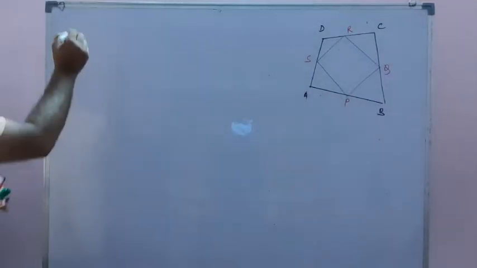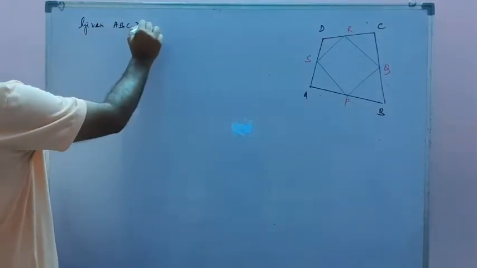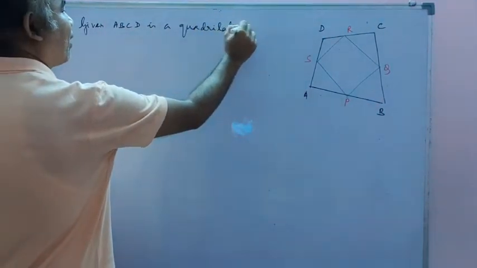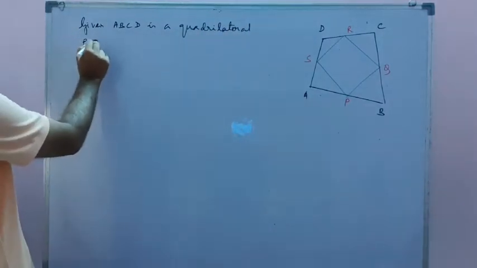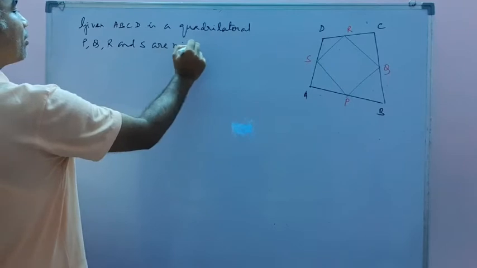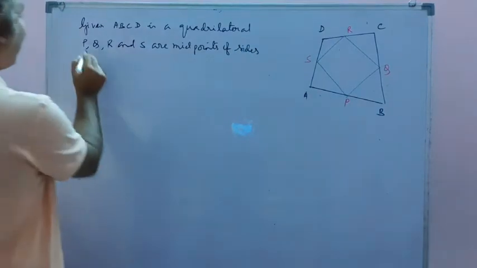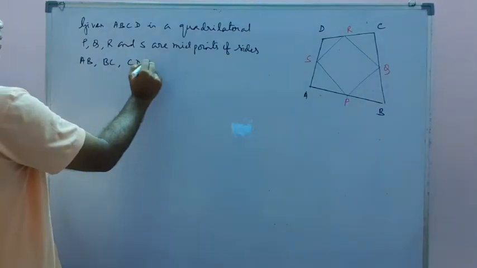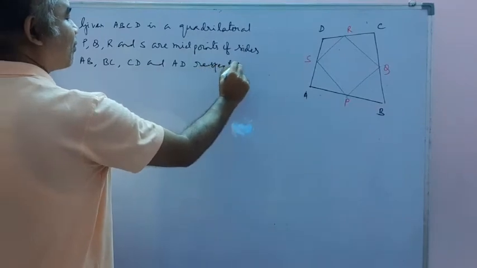So here what is given? Here it is given that ABCD is a quadrilateral, any quadrilateral, not a specific quadrilateral. P, Q, R and S are midpoints of sides. Which sides? P is the midpoint of side AB, Q of BC, R of CD and S of AD respectively. This is given to us.